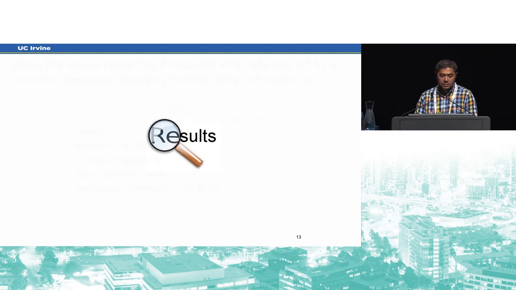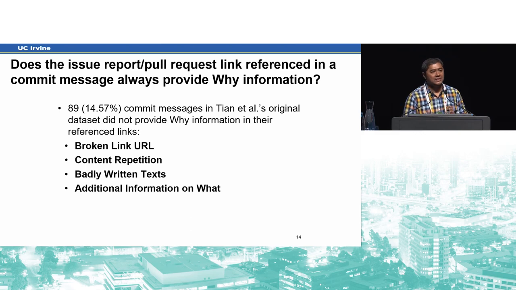Now, talking about the results, in terms of RQ1, which was, does the mere presence of an issue link convey or provide the Y information, we found that that is not the case. We found that 89, or about 15%, of the messages in the data did not provide the Y information. The reasons were, for example, that the link itself was broken, the content was just a replication of the commit message, the example that I showed you at the very beginning, or badly written text, which is a very common, well-known problem in commit messages. Or the link just provided additional information on the what, not really providing the why. So that was the answer to RQ1.